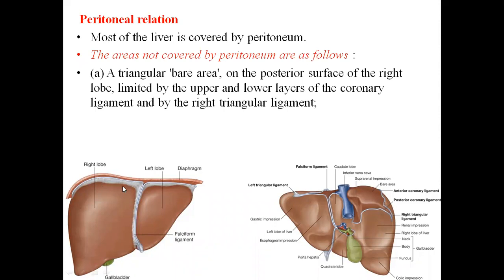Because of the close attachment of the liver and the diaphragm beyond this point, the peritoneum reflects from the liver to the diaphragm. That is what is happening. So this area is the area where the liver is closely attached to the diaphragm. That is why peritoneum is not able to cover that area.